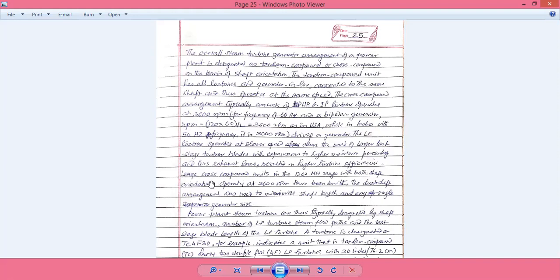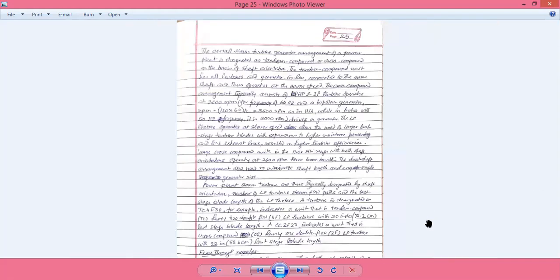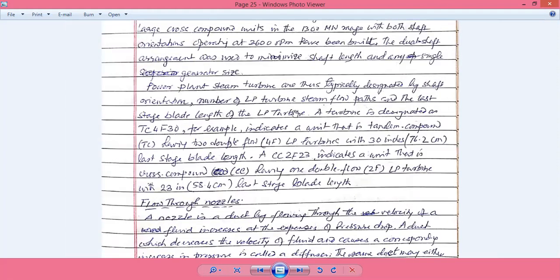This results in higher turbine efficiencies, and large cross compound units in the 1300 megawatt range have both shaft orientations operating at 3600 rpm. The dual shaft arrangement is used to minimize the shaft length and the single generator size itself. The power plant steam generator is thus typically designated by shaft orientation. So it is differentiated by the shaft orientation itself.